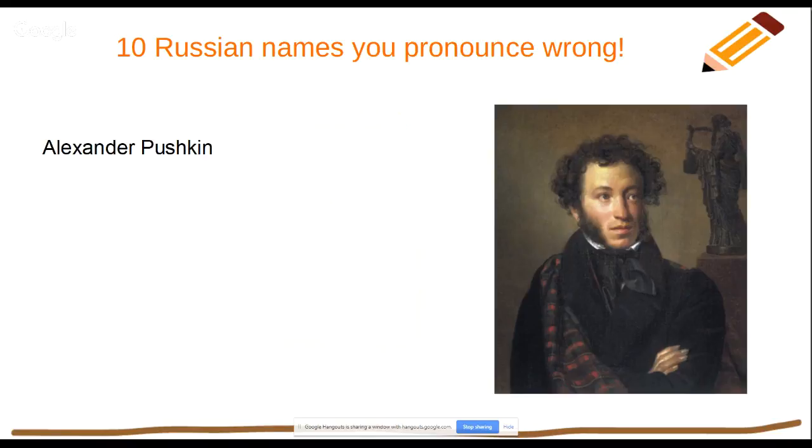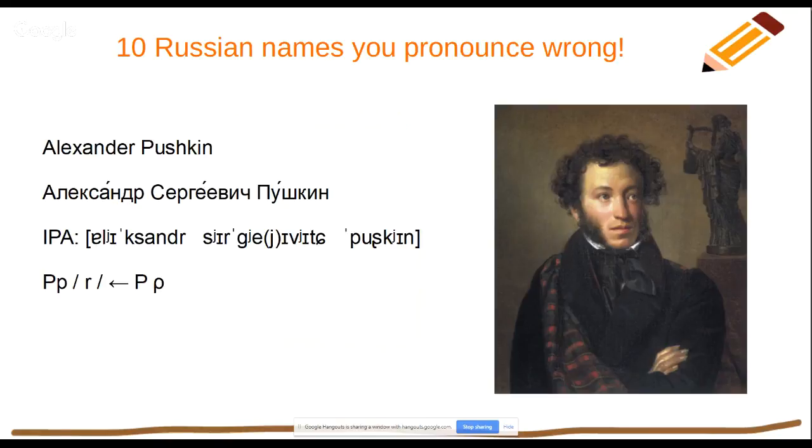He used Russian in his poetry and worked with styles, and that's why he's considered the greatest poet. Alexander, note that we say X, not Gz, Sergeyevich, his father was Sergei, Pushkin. This is the IPA for you. And another Greek letter, R. Just a little tip for you, so you don't confuse it with P in English. This is R in Russian because it comes from the Greek letter Ro.